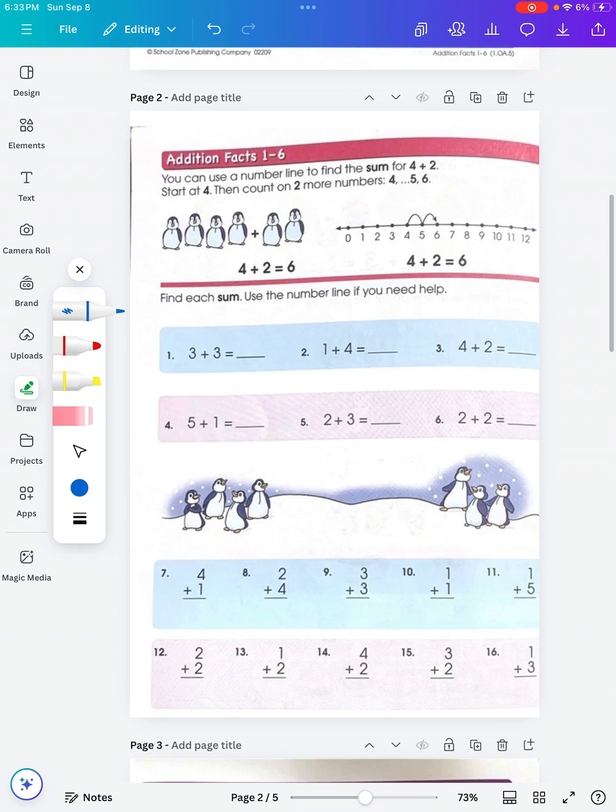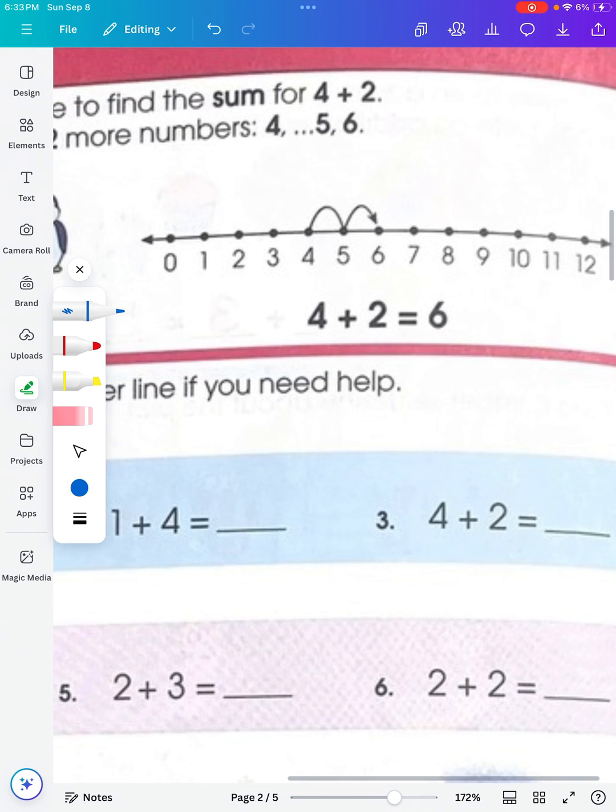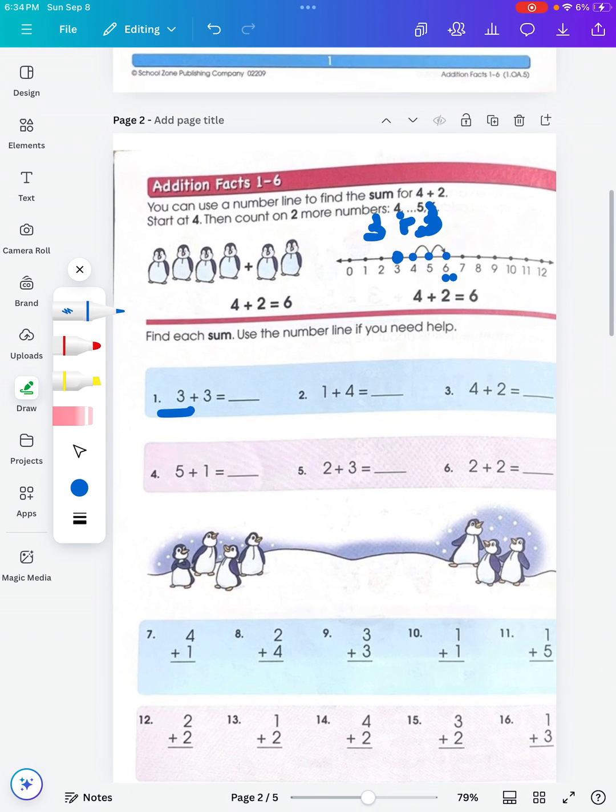So for question number 1, we will use the number line. We have to start at 3 since that's the first number given. So we'll start right here, 3, and it says plus because we're figuring out 3 plus 3. Now we will add 3 more numbers onto that. 3, 4, 5, 6. So the final number we landed on is 6. So 3 plus 3 equals 6. If you don't need the number line, try counting in your head.